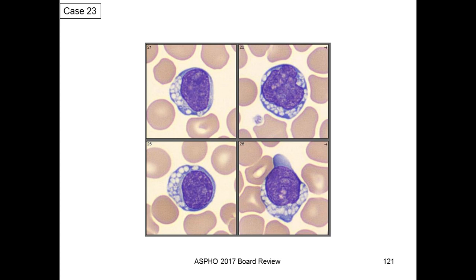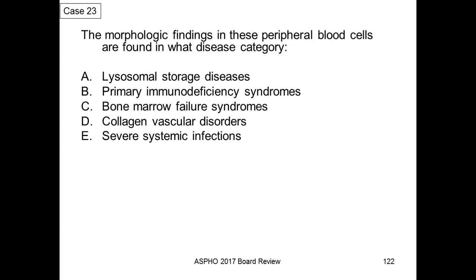Case 23. So this is a peripheral blood smear, and I've highlighted 4 cells. These 4 cells are all lymphocytes, just so you know what kind of cells we're dealing with here. So the morphologic findings in these peripheral blood cells are found in what disease category? Lysosomal storage disease, primary immunodeficiency syndromes, bone marrow failure syndromes, collagen vascular disorders, or severe systemic infections.